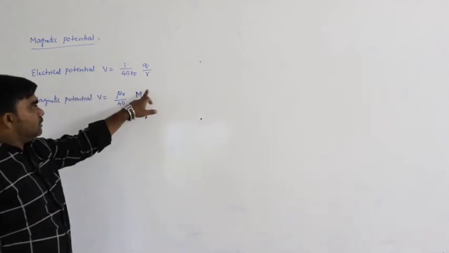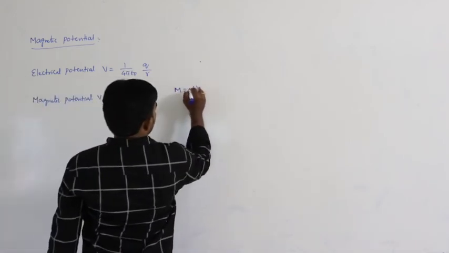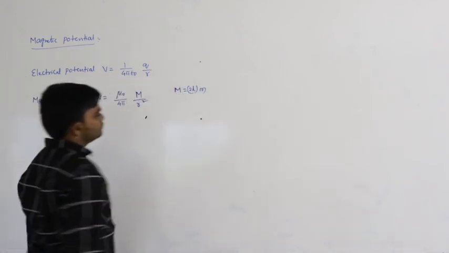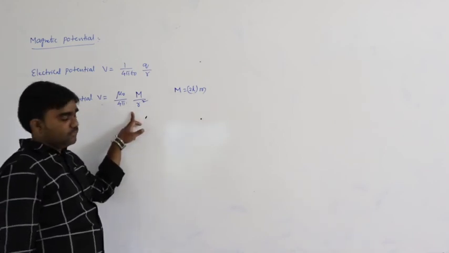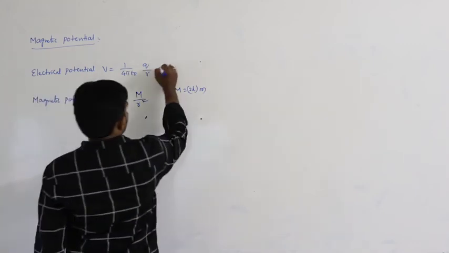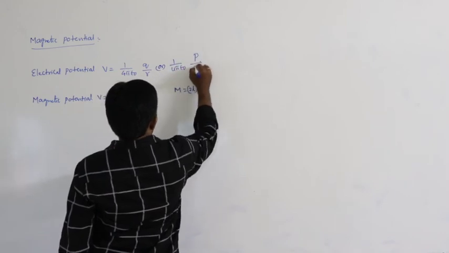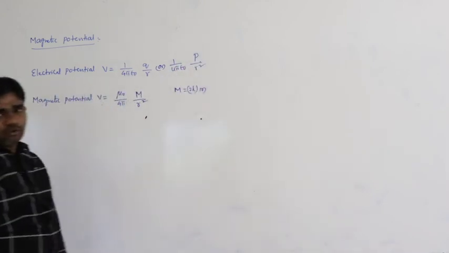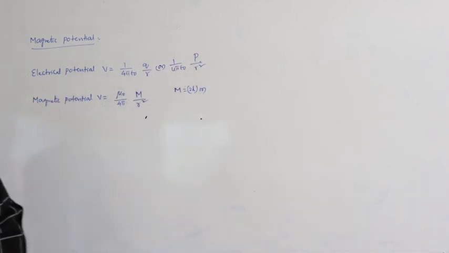Q by r it is, but capital M by r square, because capital M can be written as 2L into m. So here the numerator is a multiplication of length, and the denominator also has length, that is why we write r square. Here also we can write it in terms of dipole moment: 1 by 4 pi epsilon naught P by r square. So, that is the situation.